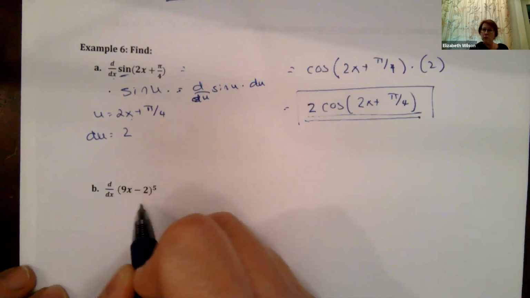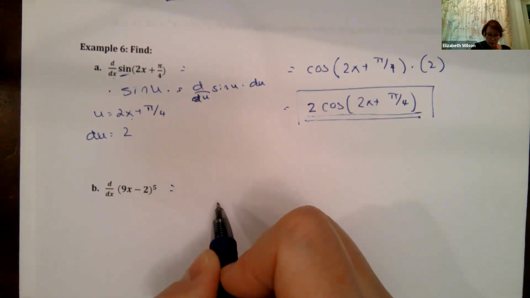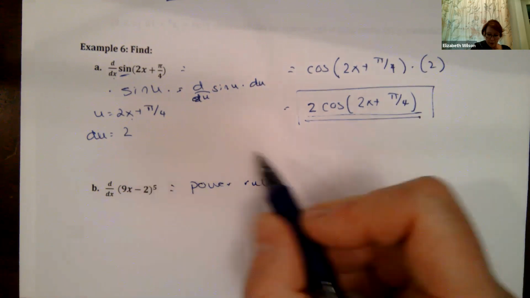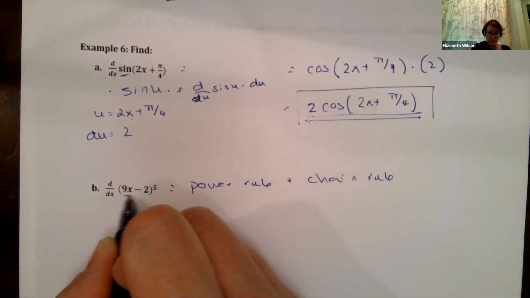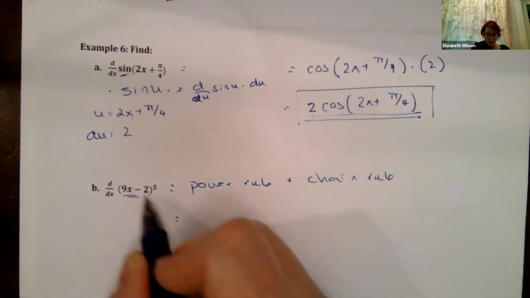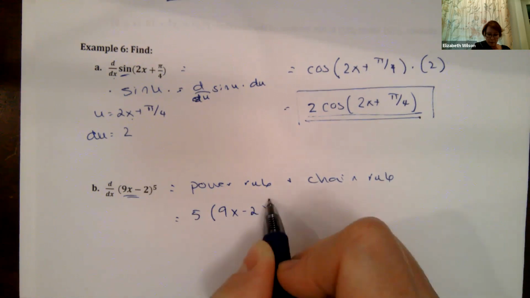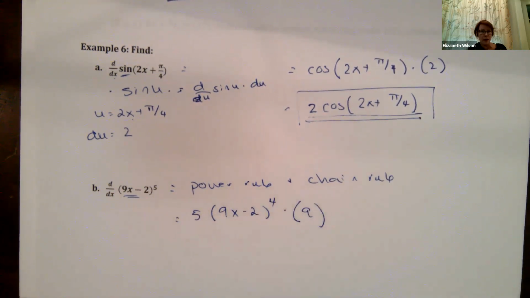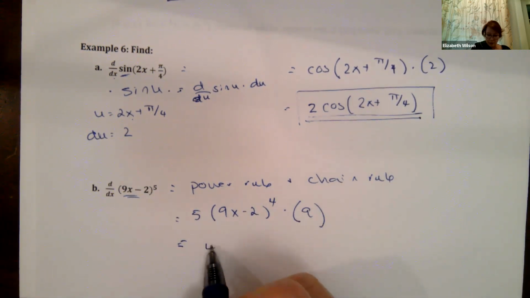This one, we're just going to approach like a regular chain rule. I first do the power rule, because I've got this exponent, and then the chain rule, because I have a function on the inside. My power rule says I bring my exponent down, 9x minus 2, I decrease the exponent by 1, and then I take the derivative of what's inside, which is just equal to 9. I multiply the 9 and the 5, they're both constants.